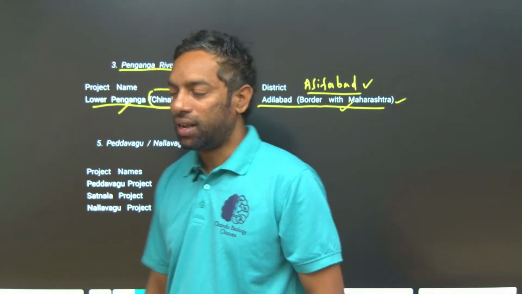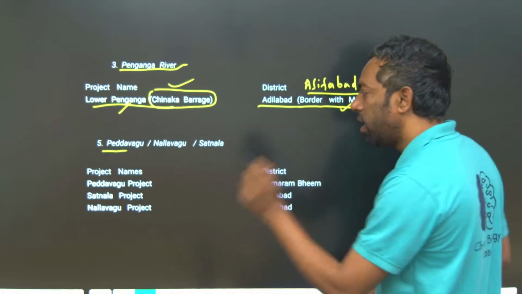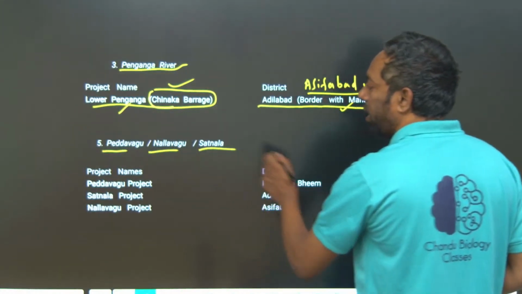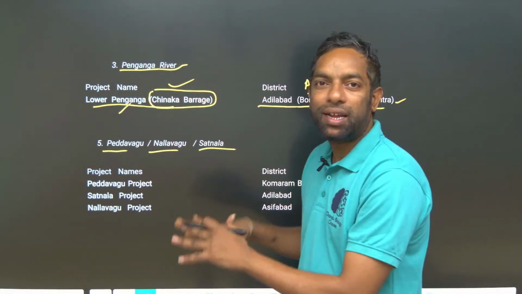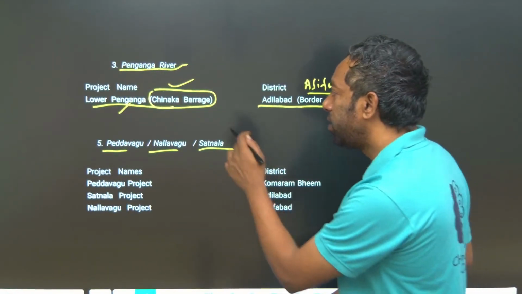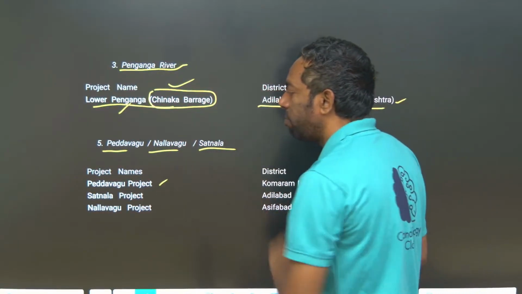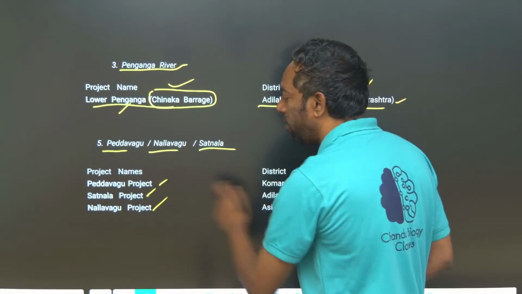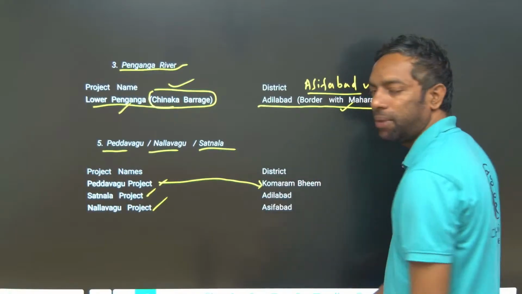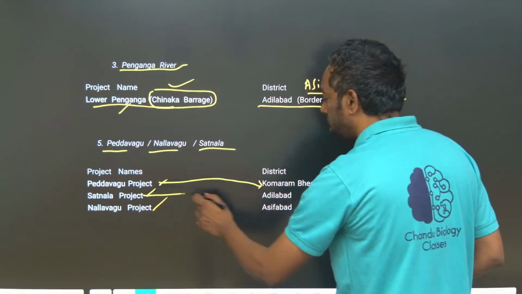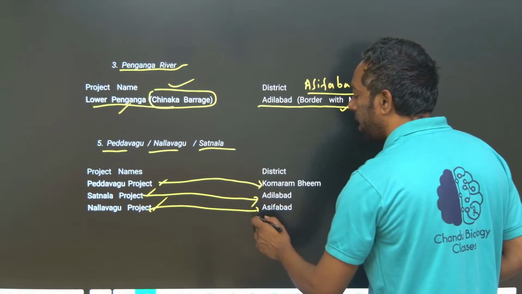Lower Penganga. Okay, Peddavagu, or we can call Nallavagu, or we can call Santala. Peddavagu is also a Godavari tributary. There are certain projects: Peddavagu project, Santala project, Nallavagu project. Peddavagu project is in Komaram Bheem Asifabad. Santala project is in Adilabad. Nallavagu project is in Asifabad.